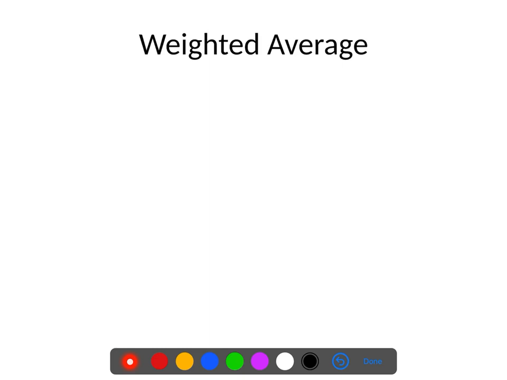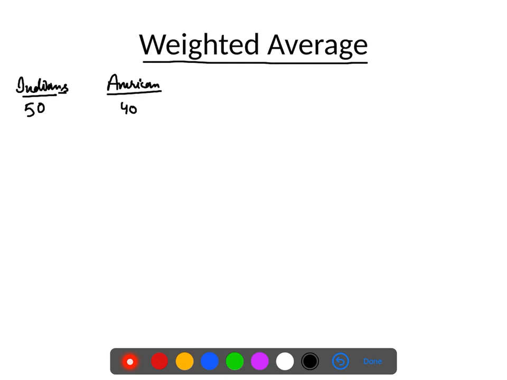The next very important topic out of average is weighted average. For example, let me take one situation. There is a group of Indians whose average GMAT quant score is 50, and there's a group of Americans whose average quant score is 40. The situation is two groups are merged.